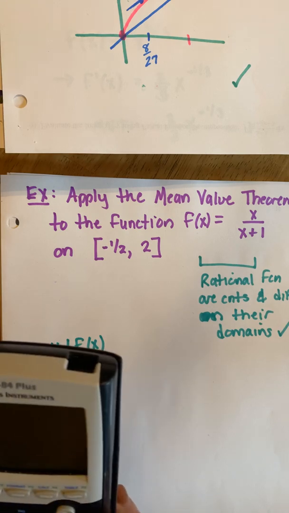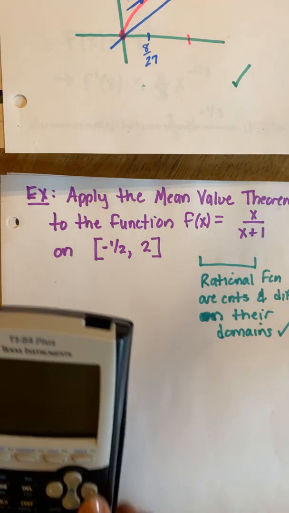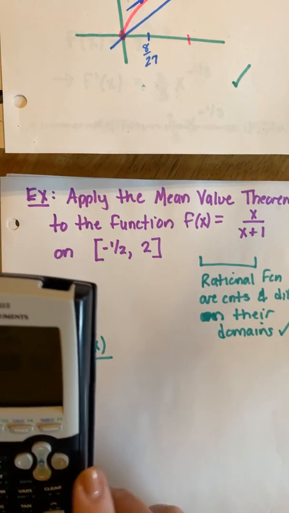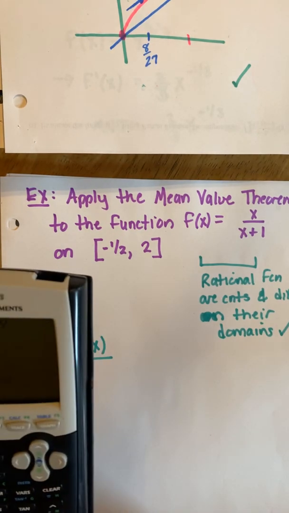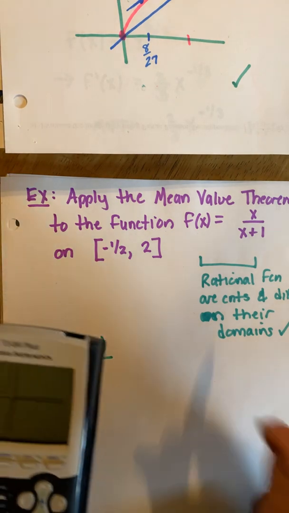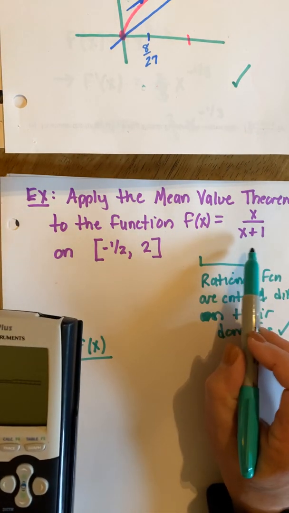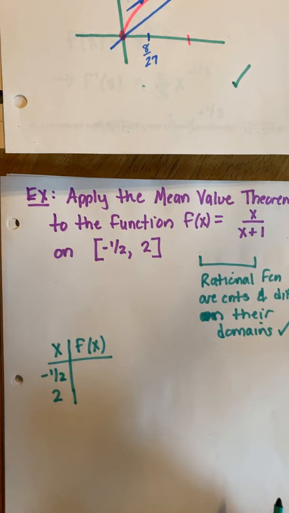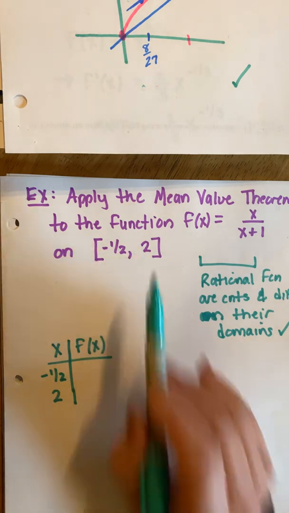And I'm going to graph that guy. It's not the window I want, but that's okay. I'm going to do my window. I'm going to go, whoops, clear. I'm going to do zoom. I'm going to go zoom standard, go back to my standard rectangle. So funky things are happening. This function's not defined at -1. So the only place we have a problem here is -1, but that's not part of our interval. So we're only looking from -1/2 to 2.